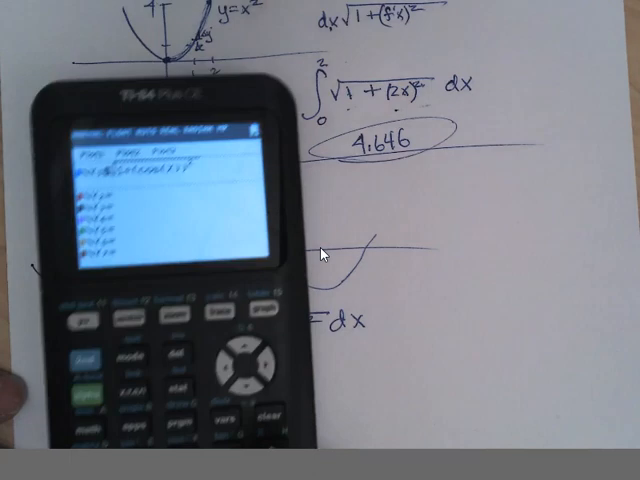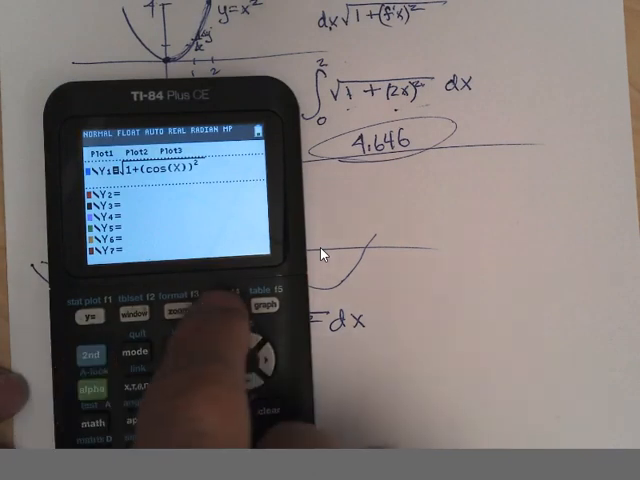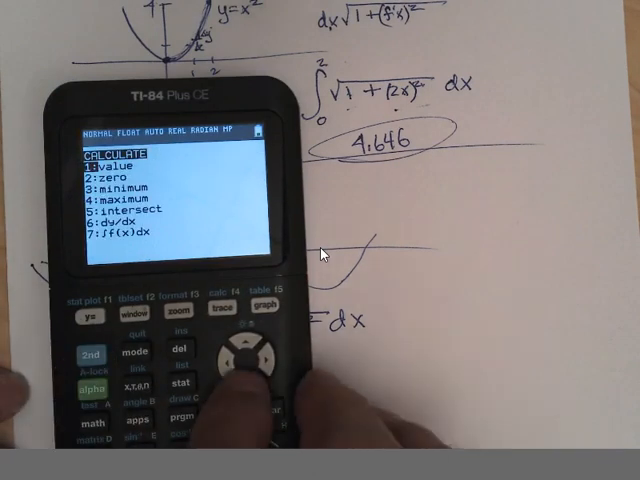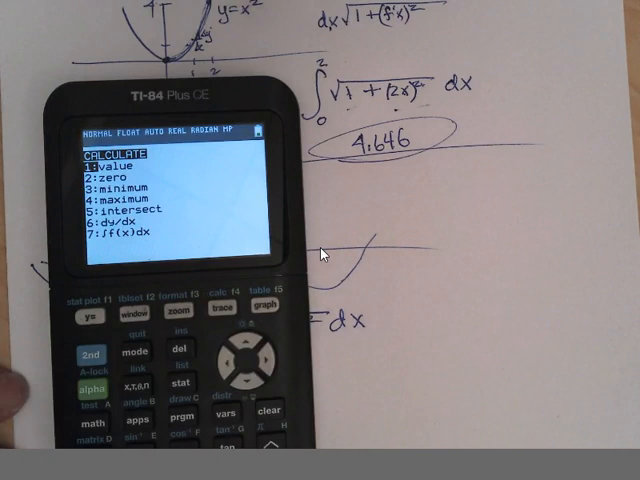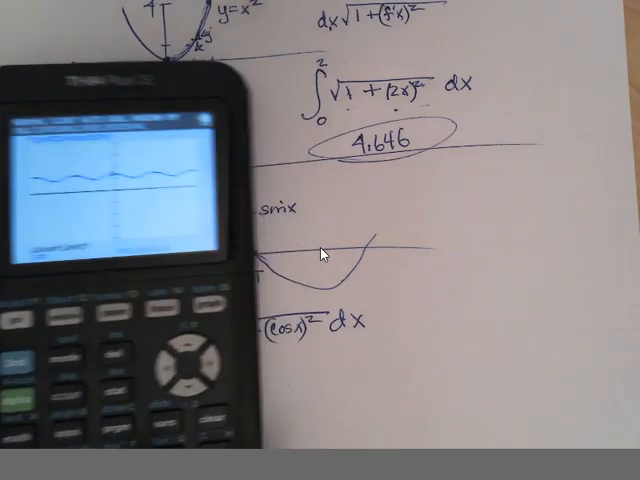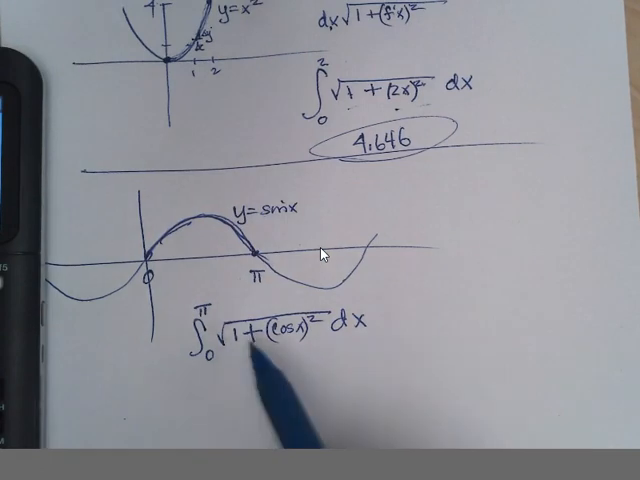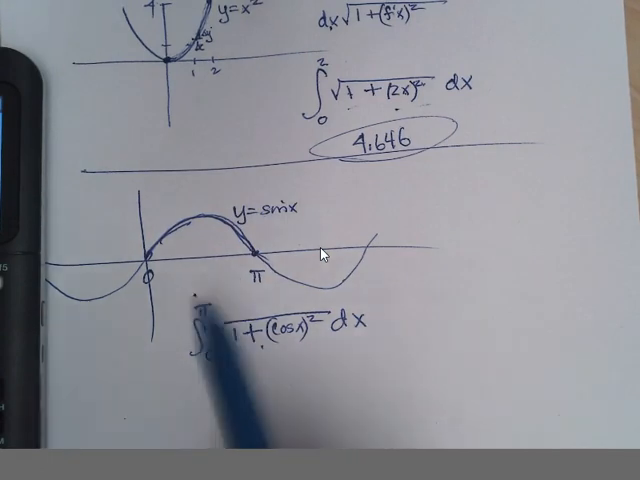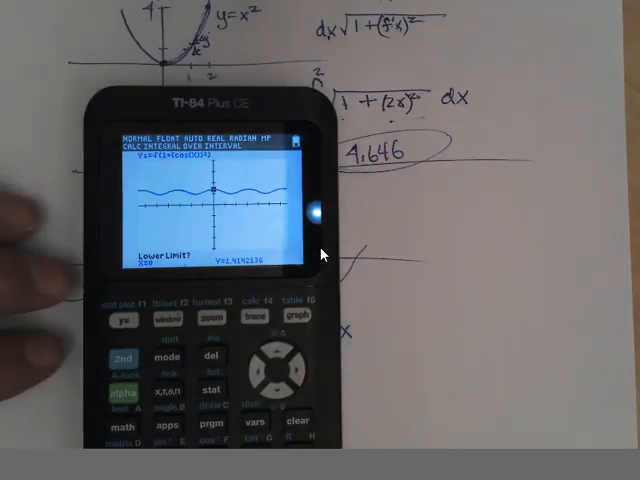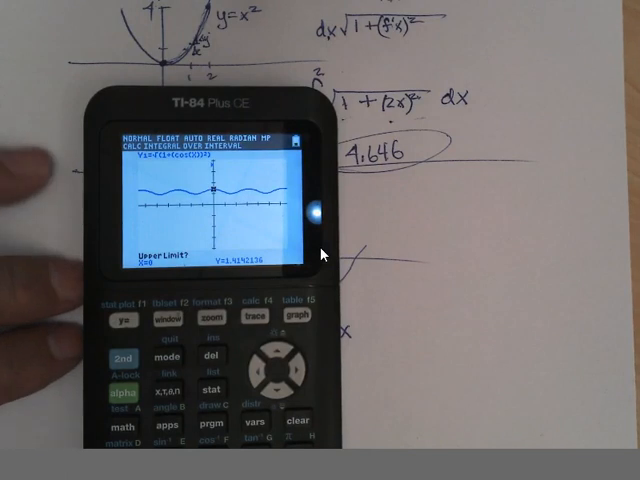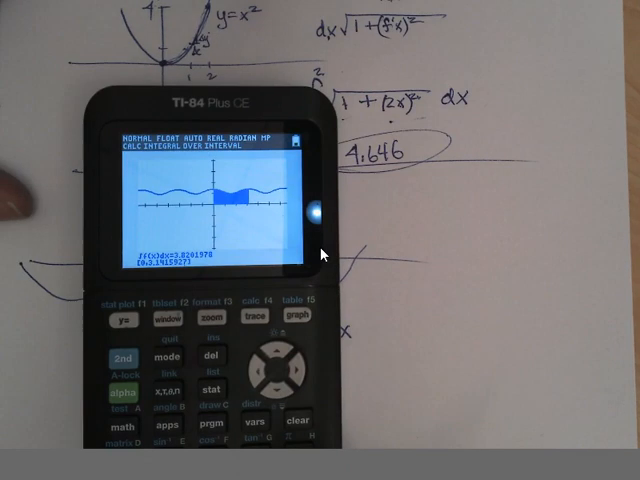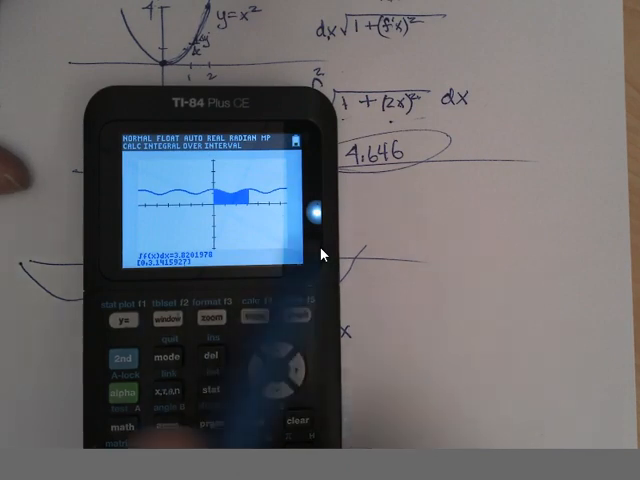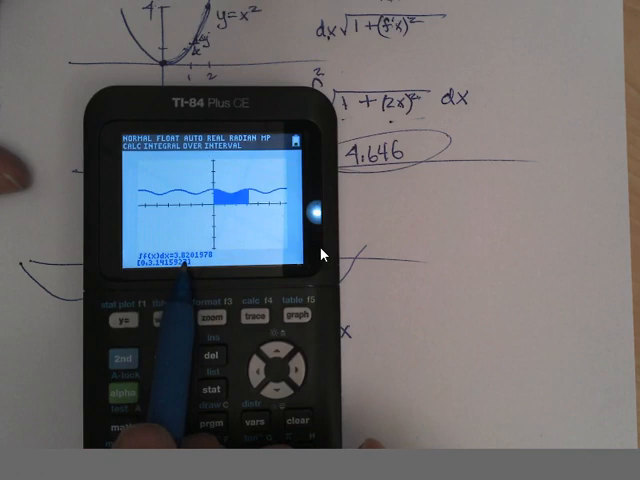Squared. And second, I want to calculate the area, number 7, between, that's what this graph looks like, and I want to go from 0 to pi. So lower limit 0, enter, upper limit pi, enter, and it says the length of the arc is 3.1415, no, it is 3.820.